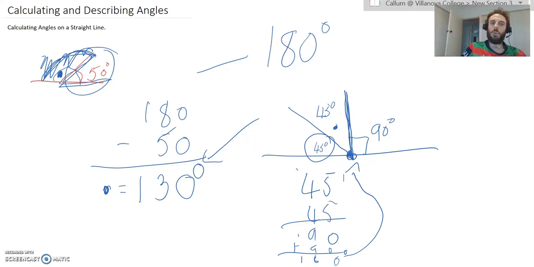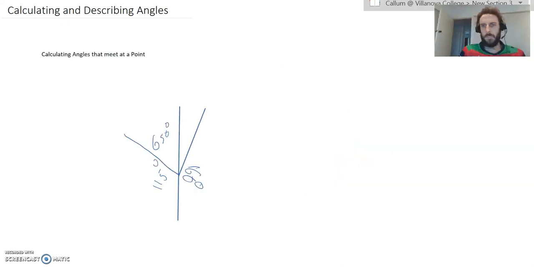Let's take a look at some examples if they're not on a straight line, but if there's angles that meet at a point. And like magic, it appears. Sorry for the dodgy handwriting. Not my best stylus work there, but I'll be able to explain it to you, and hopefully it makes sense.